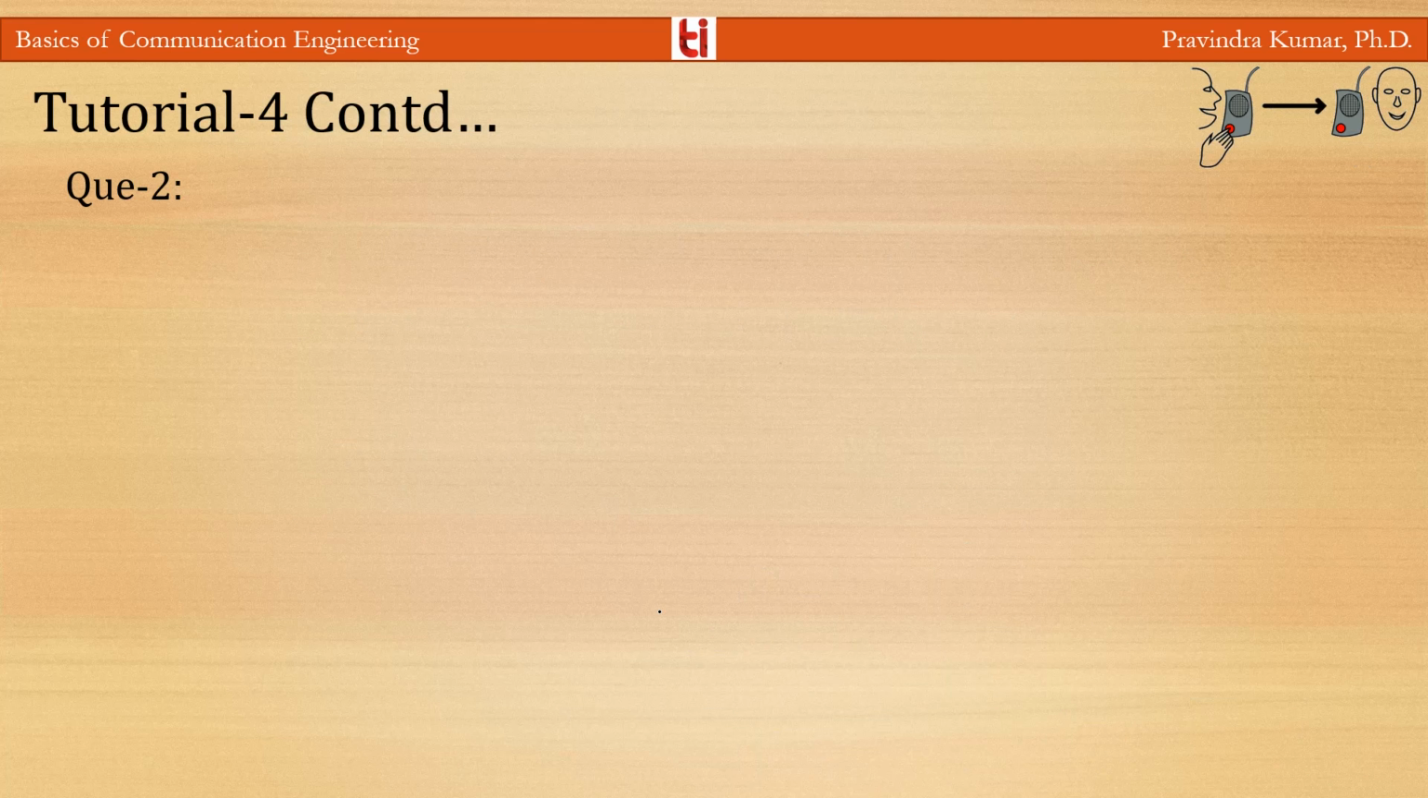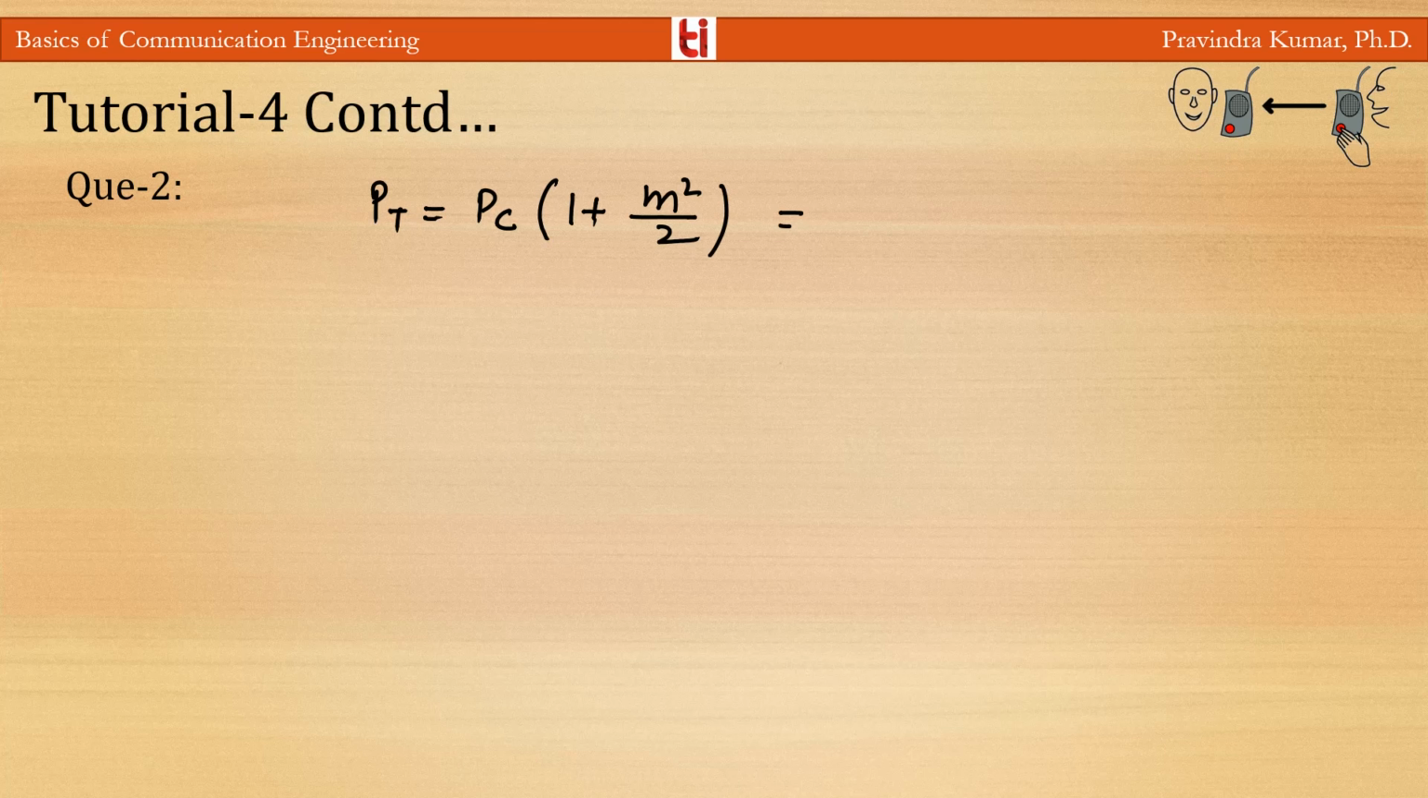And now the total average power of the AM wave. The transmitted power is the carrier power Pc times 1 plus m square by 2, or we can write the carrier power as AC square by 2 RL, where RL is the load resistance, times 1 plus m square by 2.